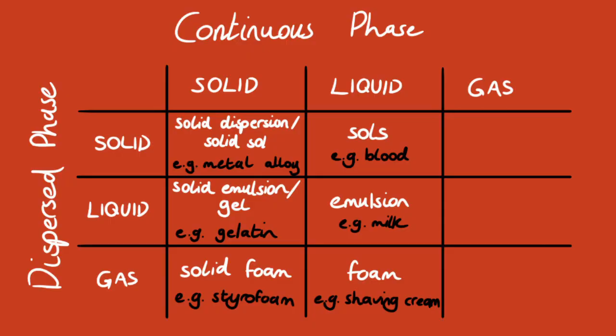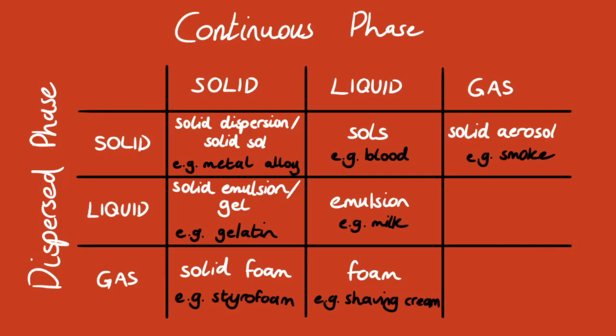Finally, moving on to colloids where gas is the continuous phase. If you have particles of solid suspended in gas, that is a solid aerosol. An example of that would be smoke, which is small particles of black carbon or soot suspended in the air. And for a liquid, it's just a liquid aerosol. An example of that would be clouds. And finally, you'll see we have left 1 box blank at the end here.